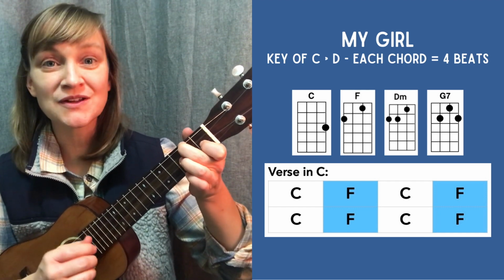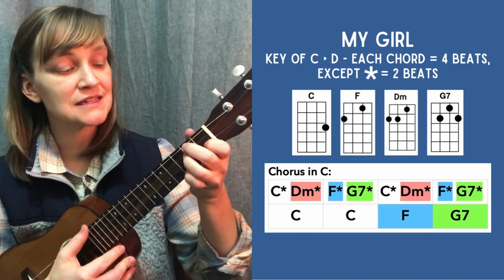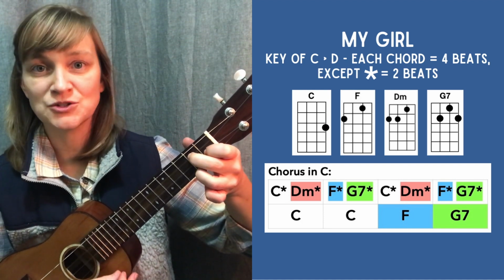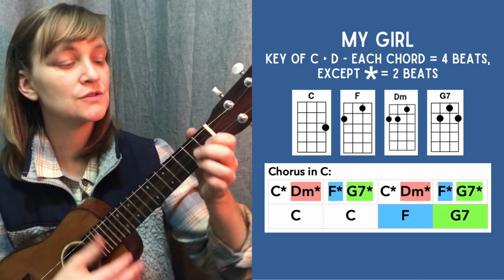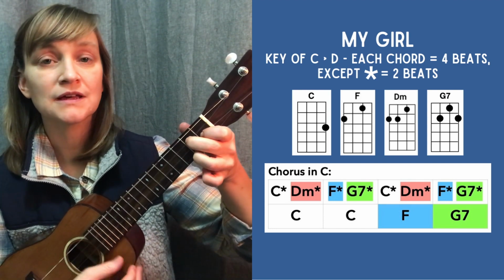When we get to the chorus, we're going to start with 2-beat chords. 2 beats of C, then D minor, then F, then G7. We do it twice.